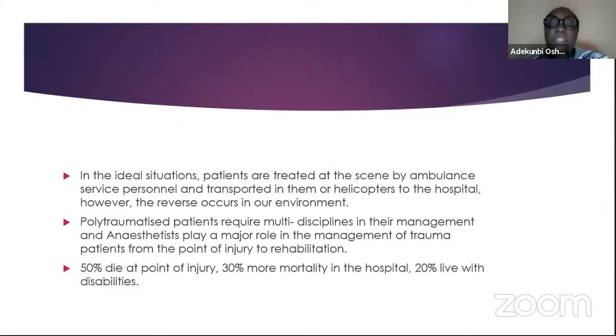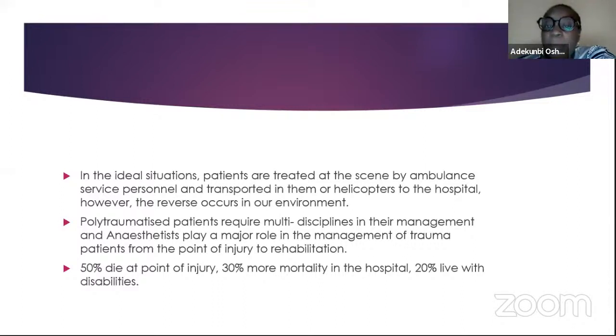In ideal situations, patients start treatment first of all at the scene of the trauma. They are treated by ambulance service personnel, paramedics, and transported to secondary or tertiary institutions for proper management. However, this occurs in the reverse in our environment. Patients are not properly transported. They are moved by Okada, Keke Marwa, just passersby. Sometimes they're just even thrown in the trucks of police vans and road safety officials and brought to the hospital just like that.